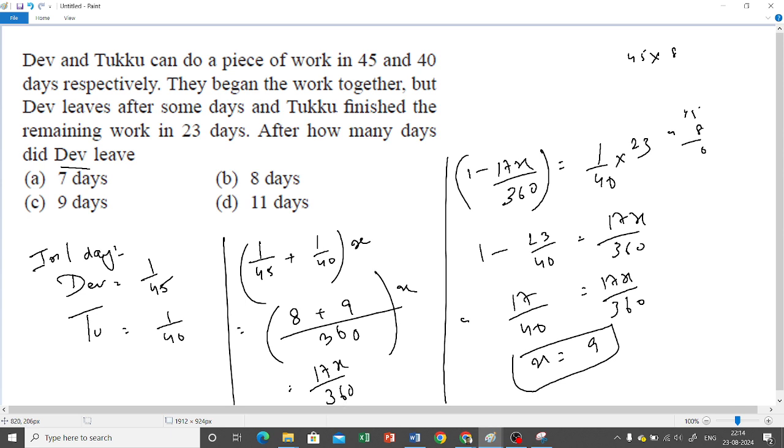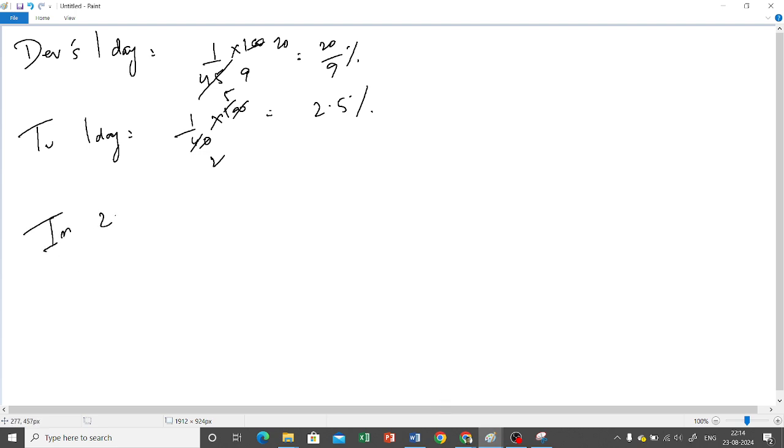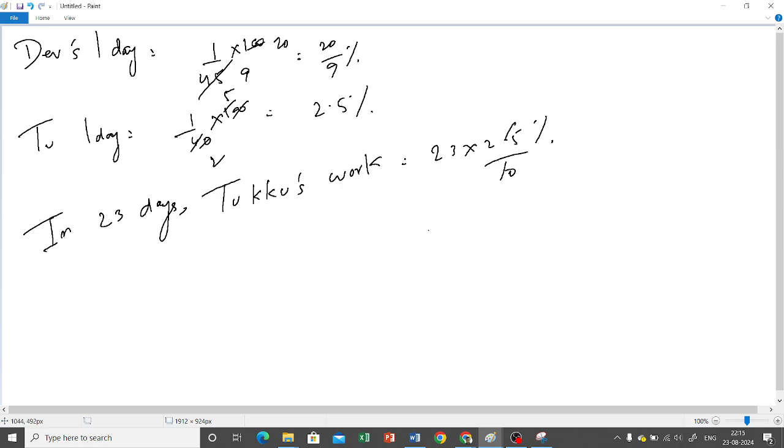Now Tupu has finished the remaining amount of work in 23 days. So in 23 days, how much percentage of work did Tupu do? Tupu did 23 into 2.5%, so that is going to be 57.5%. In 23 days, this is the amount of work that Tupu is going to do.